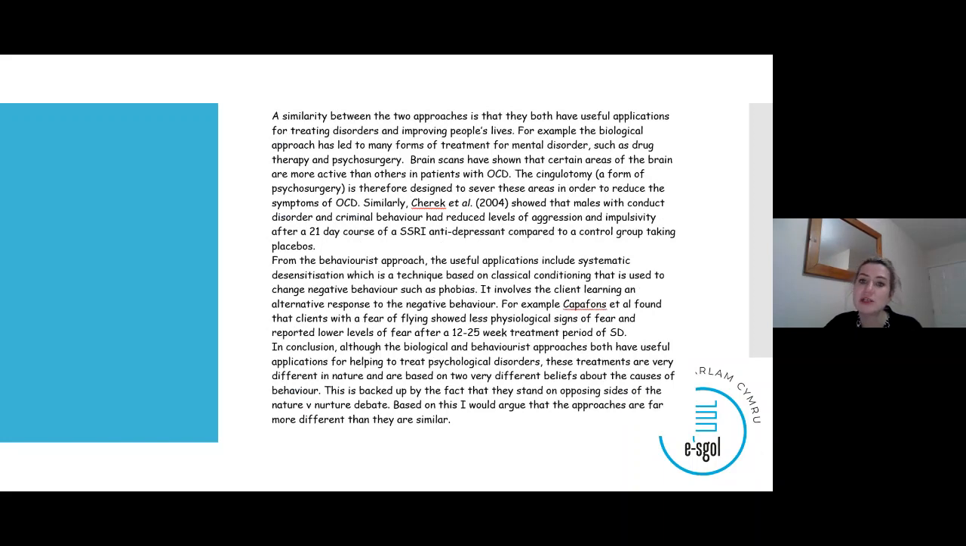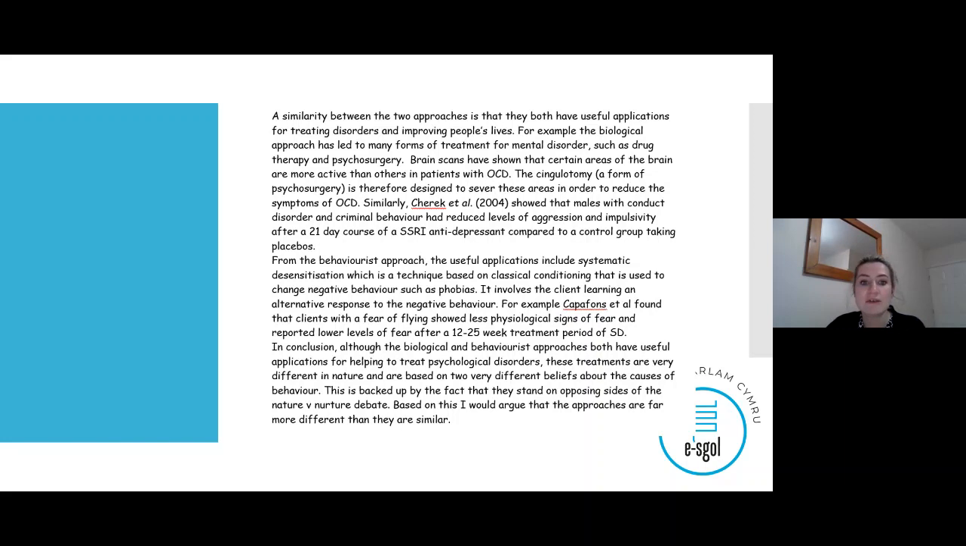The similarity between the two approaches is that they both have useful applications for treating disorders and improving people's lives. For example, the biological approach has led to many forms of treatment for mental disorder, such as drug therapy and psychosurgery. So we've got our difference, and now we're moving on to our similarity. They've both got a useful application.